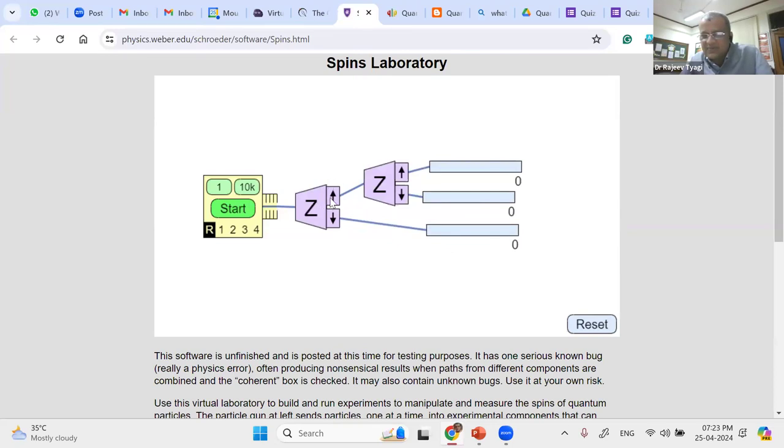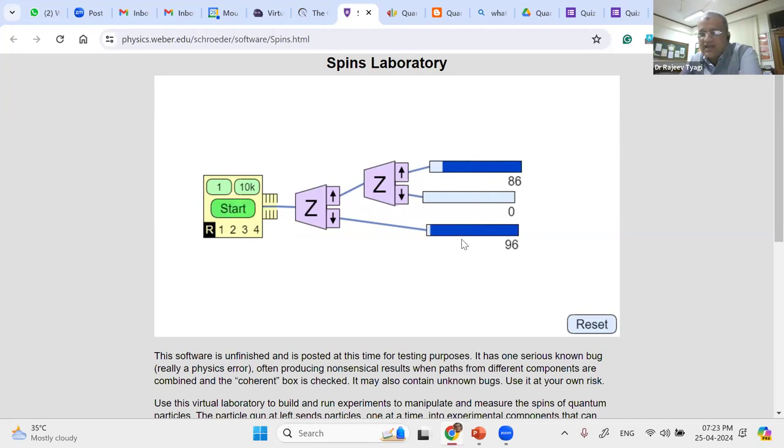Now, these spin ups are going through. Say they pass through a Z-oriented field, again passing through a Z-oriented field. So spin up, if they are really spin up, there should be no effect. Let's start. Now, do you see these spin up? Only spin ups are getting counted now. There is no spin down here.